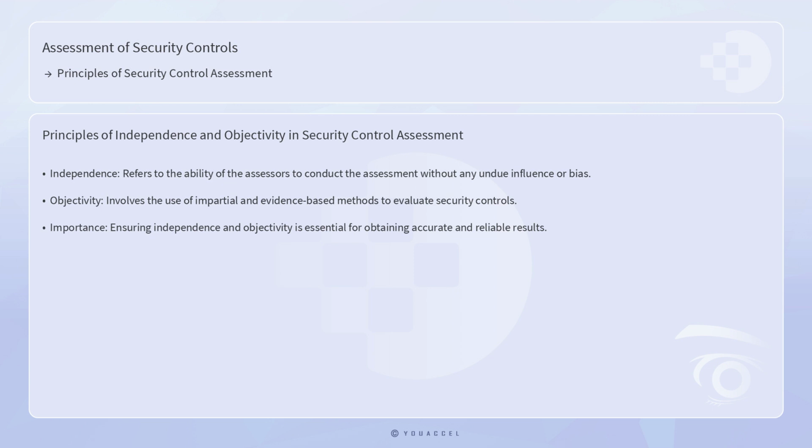This principle is supported by various professional standards and guidelines, including the Institute of Internal Auditors International Standards for the Professional Practice of Internal Auditing, which emphasize the importance of independence and objectivity in the audit process.